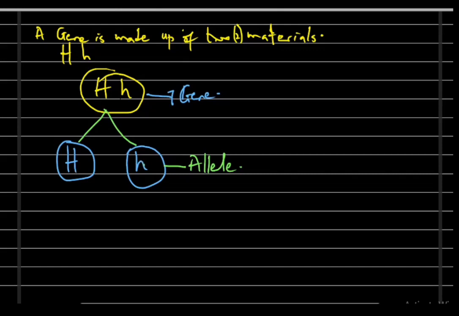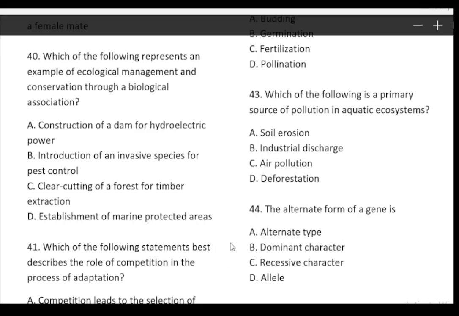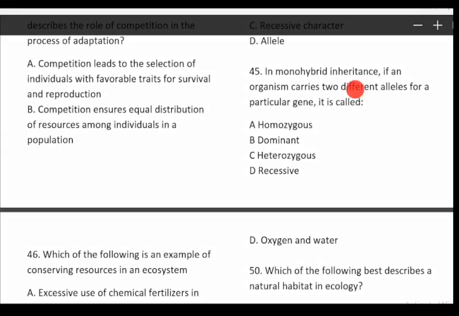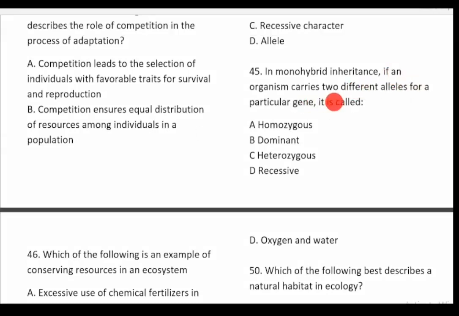So when we talk about gene, we're talking about formations of allele. So the alternate form of a gene is the allele. That is the answer to question 44, option D. And then question 45. In monohybrid inheritance, if an organism carries two different alleles for a particular gene, it is called A, homologous, B, dominant, C, heterozygous, D, recessive.